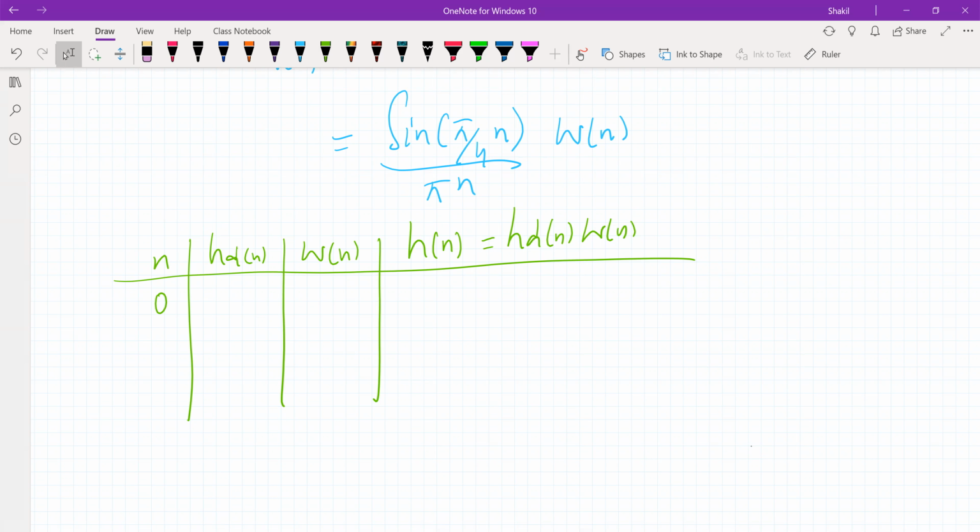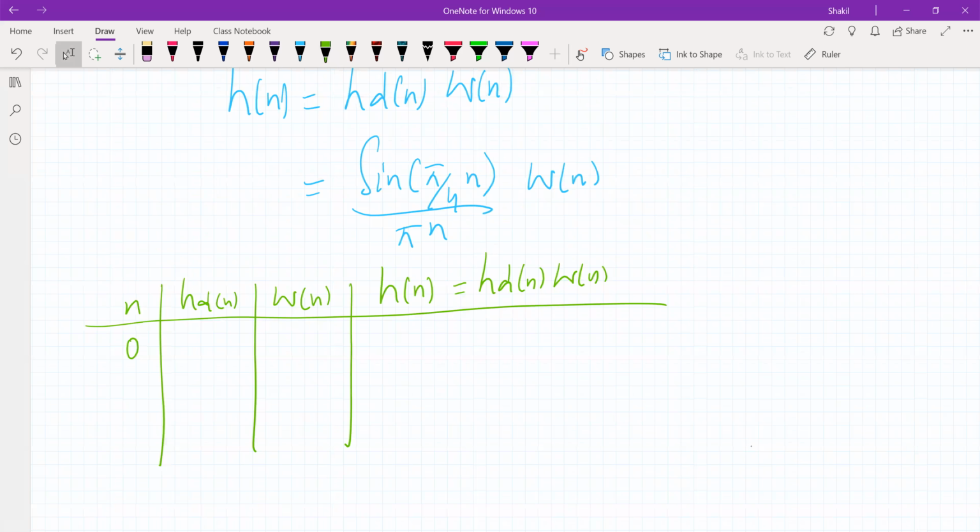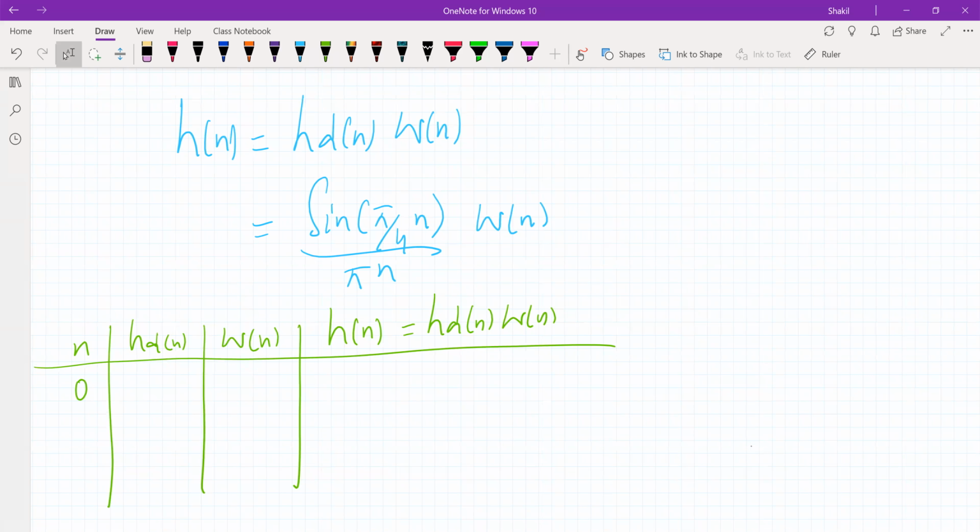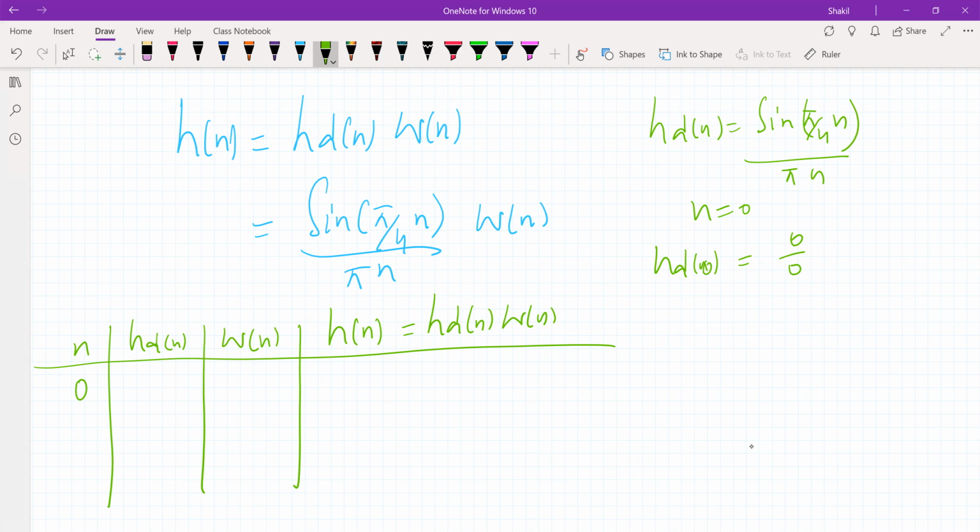What will be hd of n? We check it. Yes, this will be sine of pi by 4 n divided by pi n. So when n is 0, this will be 0 by 0. Now when you put n equal to 0, what's hd of 0? hd of 0 is 0 by 0. So how do we solve this one? It is an indeterminate form. How do we solve this? By using L'Hospital's rule.